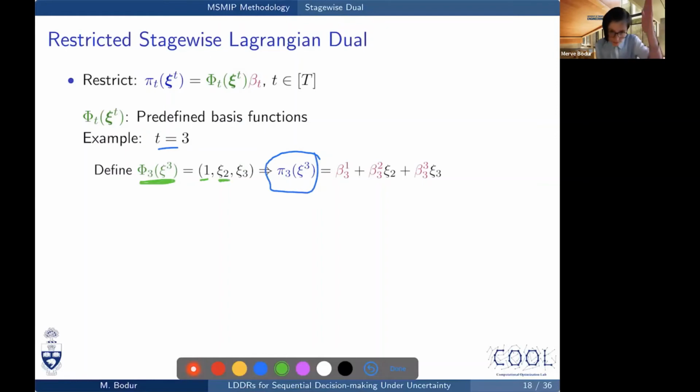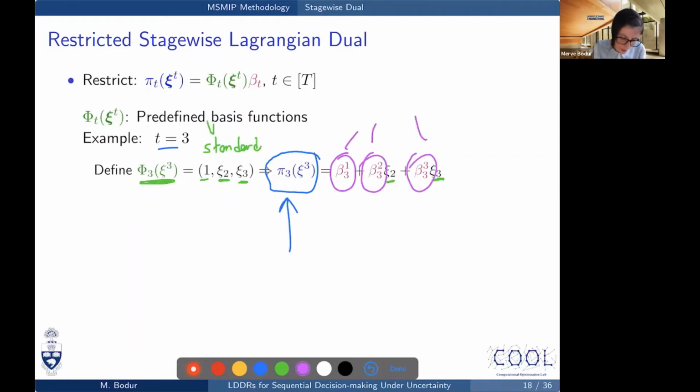And let's say this is the second stage random variables and third stage random variables. So this is exactly what I showed you before. I am using the random variables themselves as the basis functions, which are called standard basis functions. So then I'm saying that this pi 3 variable, which is a function of this xi2 and xi3 and the constant, cannot take any value, but it will take the observations of these random quantities, xi3, xi2, and 1, and it will multiply them with these deterministic variables, and these are going to be our new decision variables, LDR variables. But the basis functions will allow us a little bit more flexibility.